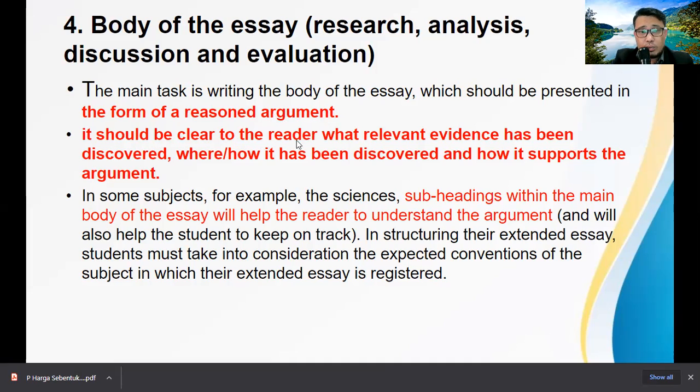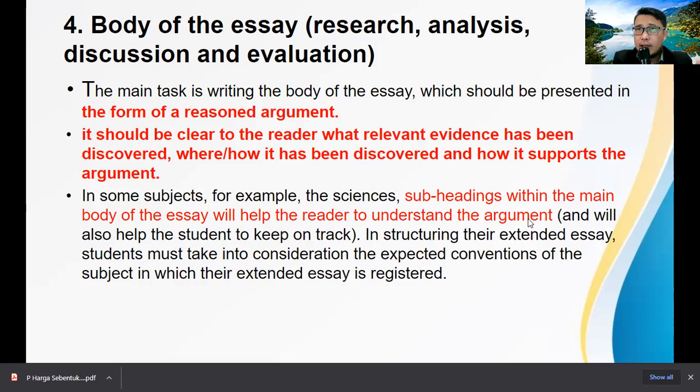And it should be clear to the reader what relevant evidence has been discovered. So it means that once you have the argument, you also have to put in your evidence and show how it has been discovered and how it supports the argument. So there will be a connection between your analysis, the proof, the evidence, and also the evaluation of your argument. In some subjects, for example the sciences, subheadings within the main body of the essay will help the reader to understand the argument.